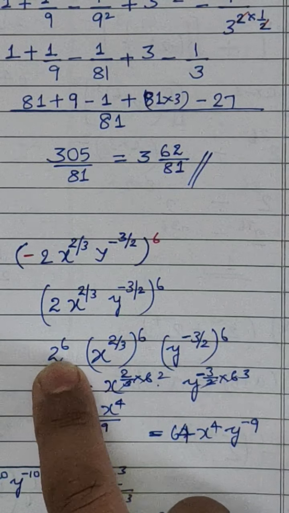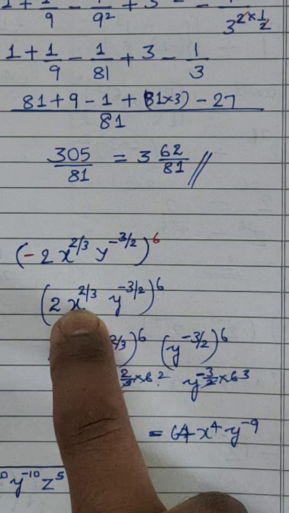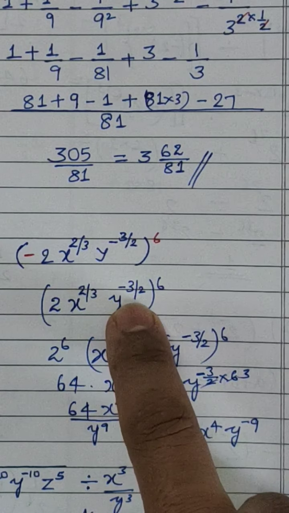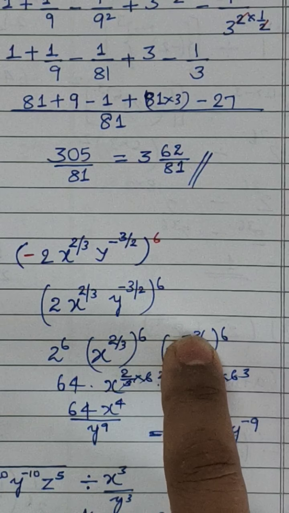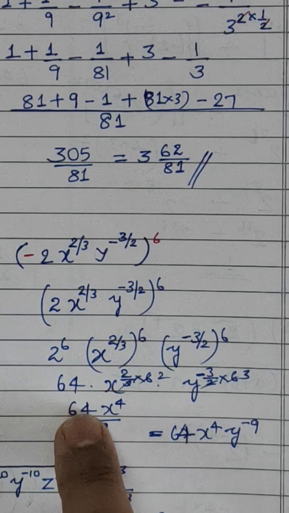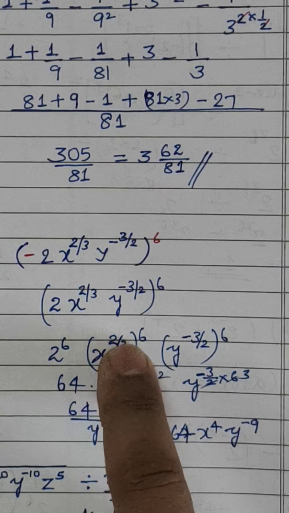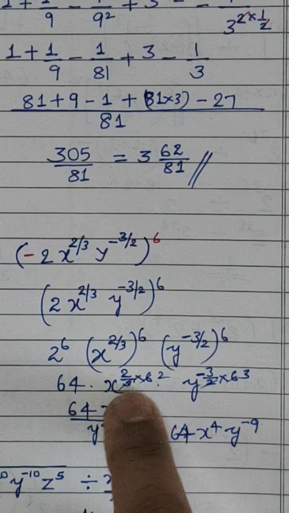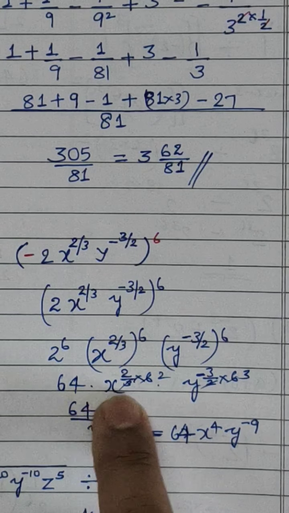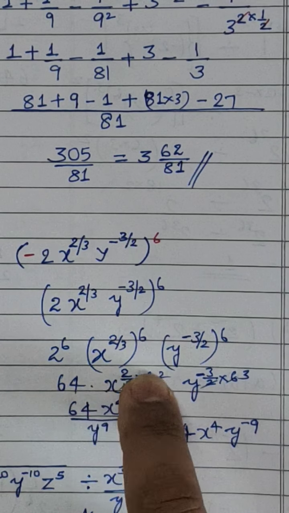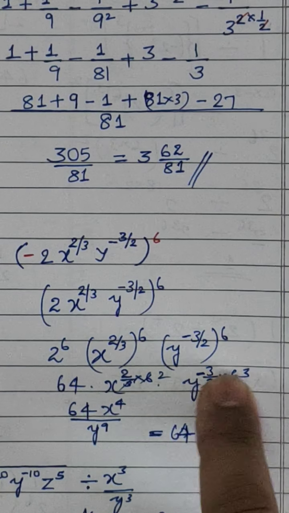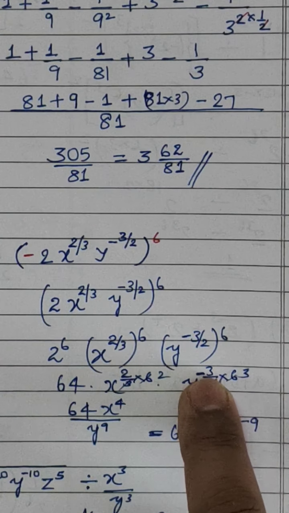When it comes in, 2 to the power of 1 into 6, a to the power of m into n. Then 2 to the power of 6 will become 64. When you bring this in, once again use the formula a to the power of mn. That will become 2 3s are 6, 3 2s are 6. The power will become x to the power of 4, and y to the power of minus 3 into 3 becomes y to the power of minus 9.